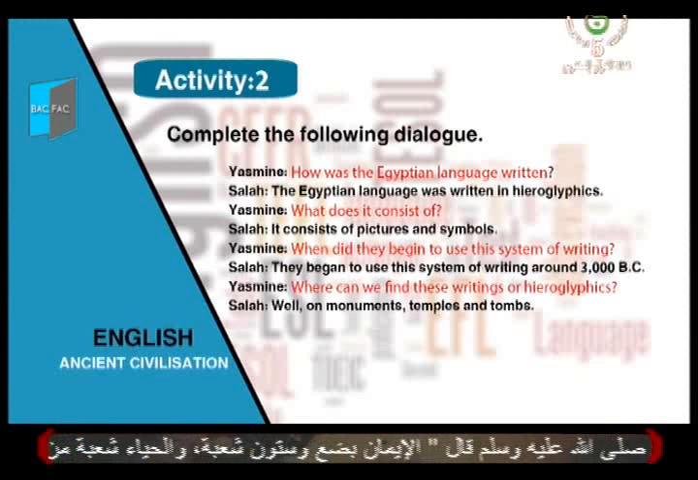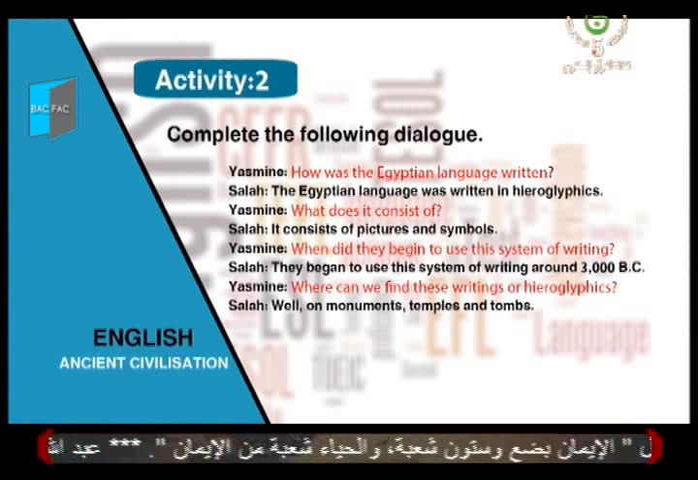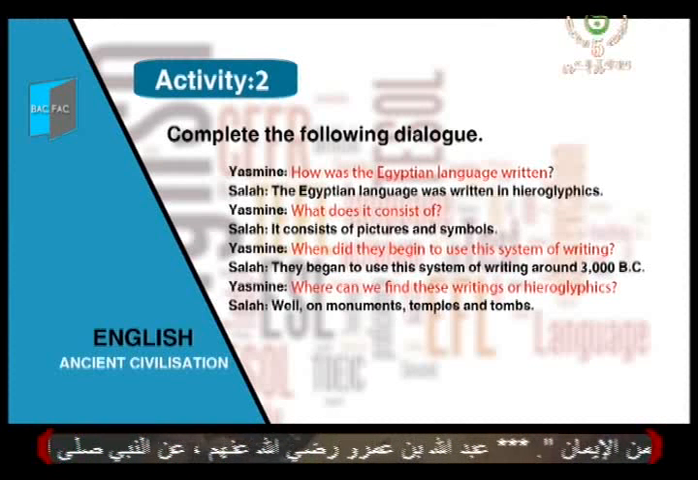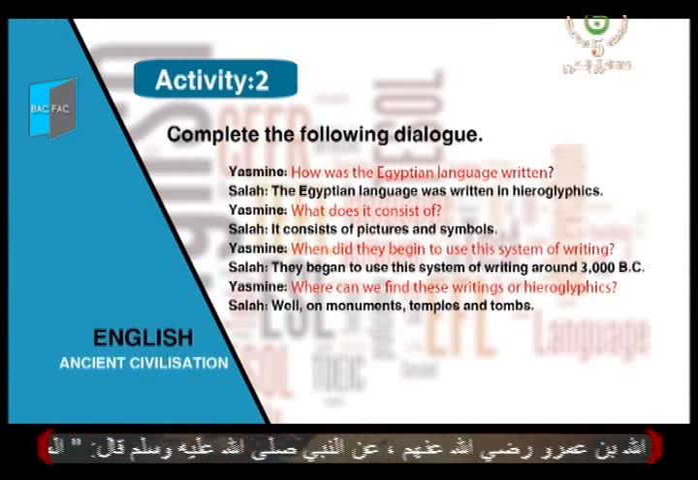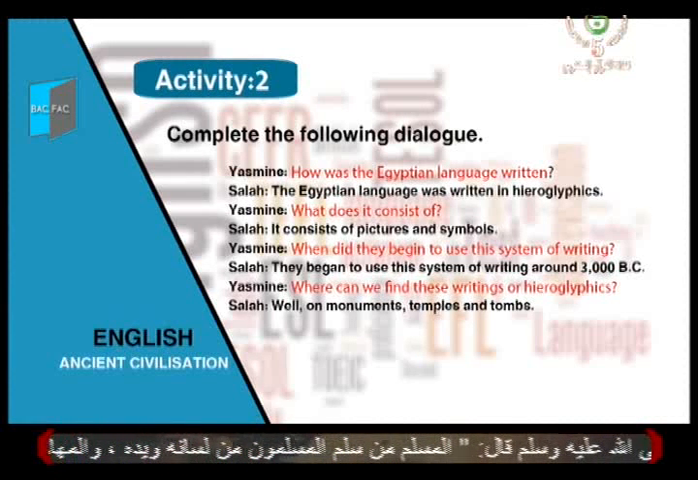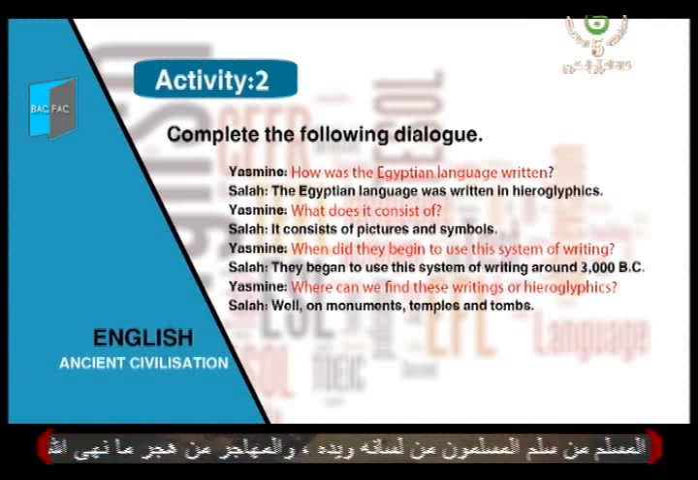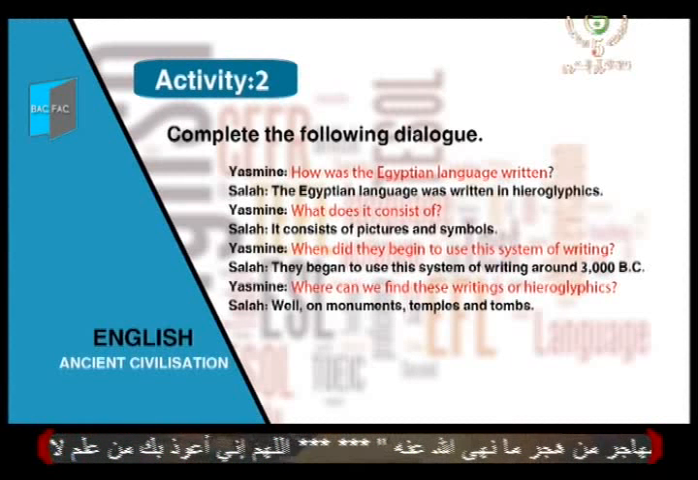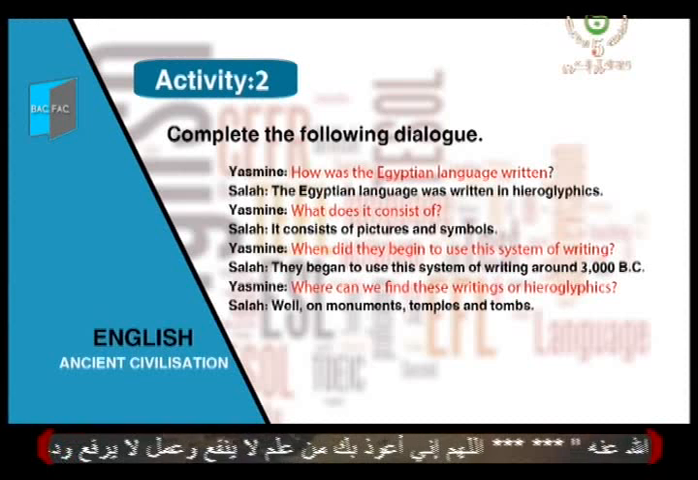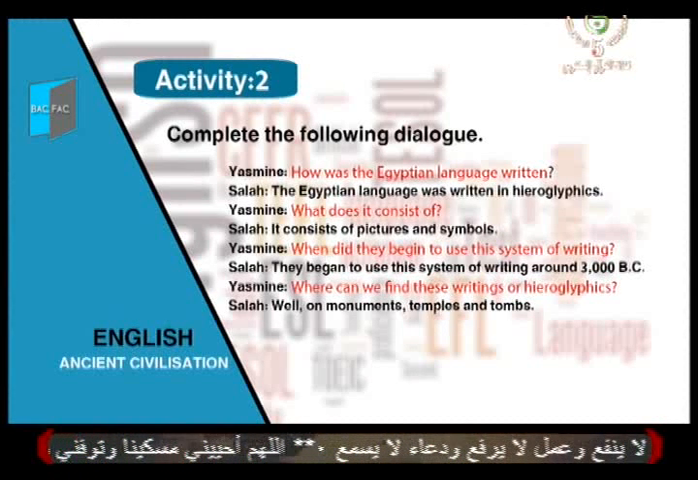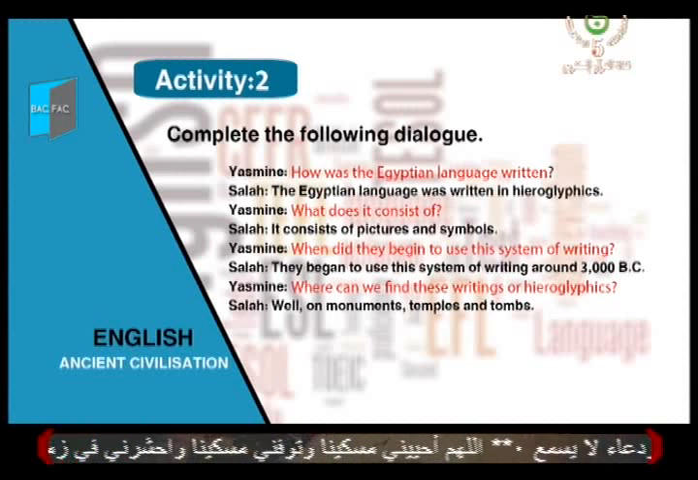Third one, they began to use this system of writing 3,000 years ago. Our question will be, when did they begin to use this system of writing? And the last question, well, on monuments, temples, and tombs. So the question will be, where can we find these writings or hieroglyphs?